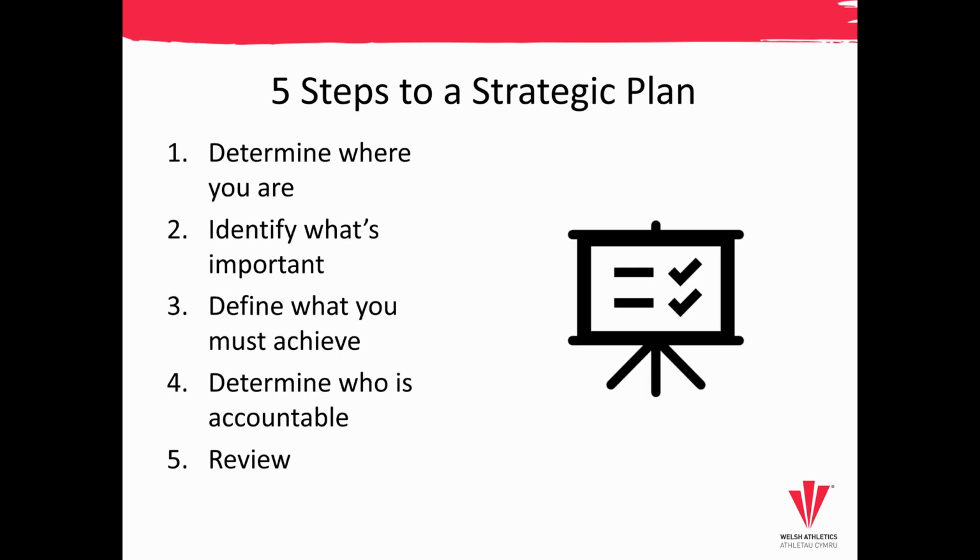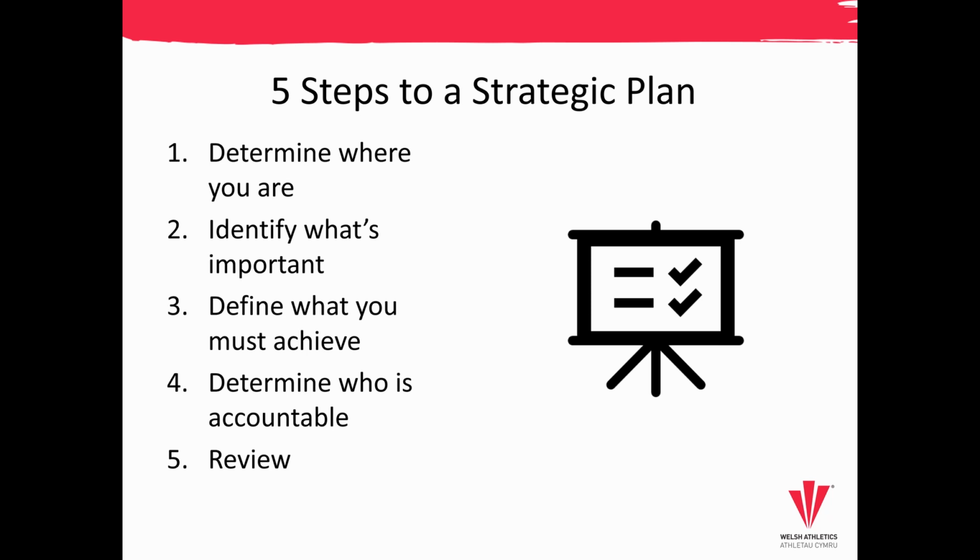An article on Forbes looking at how small organisations can break down the overwhelming process of developing a strategy summarises 5 key steps to a strategic plan. These are: number 1, determine where you are. What does your club currently look like at the moment? What are your strengths, weaknesses? What are the opportunities or the threats?